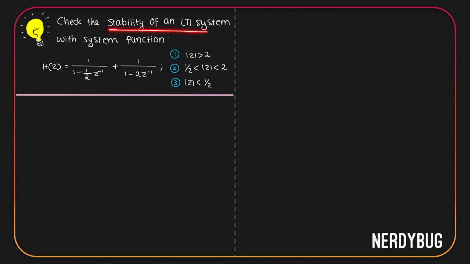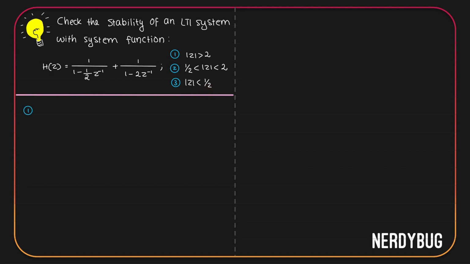We have to check the stability of an LTI system. Its system function H(z) is given as 1/(1 - 1/2 z^-1) + 1/(1 - 2z^-1). This is the same system we discussed in the last problem. There are three cases. In the first case, the ROC is magnitude of z greater than 2. In the second case, it is between 1/2 and 2. In the third case, it is less than 1/2.